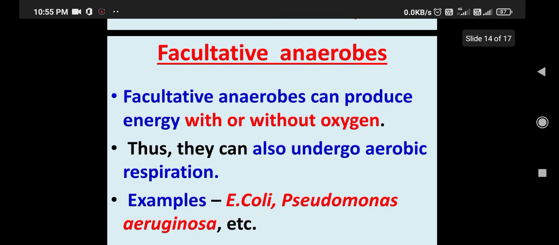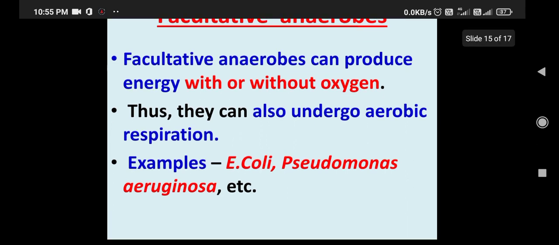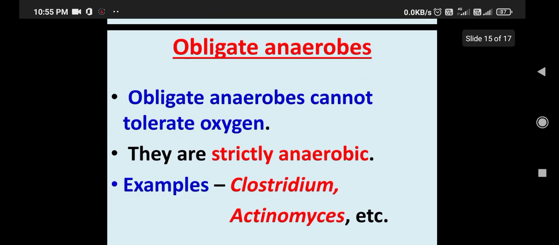Examples of facultative anaerobes: E. coli, Pseudomonas aeruginosa. Examples of obligate anaerobes: Clostridium and Actinomycetes.